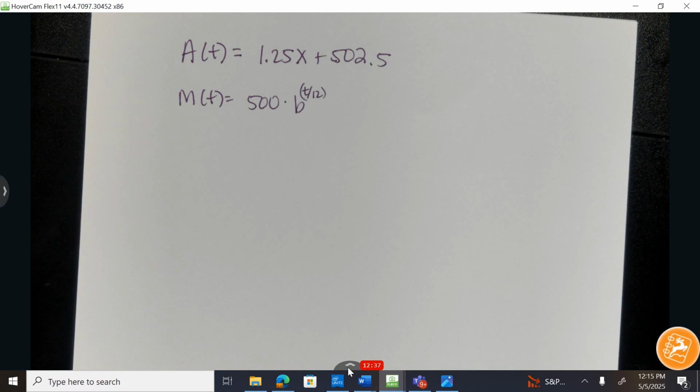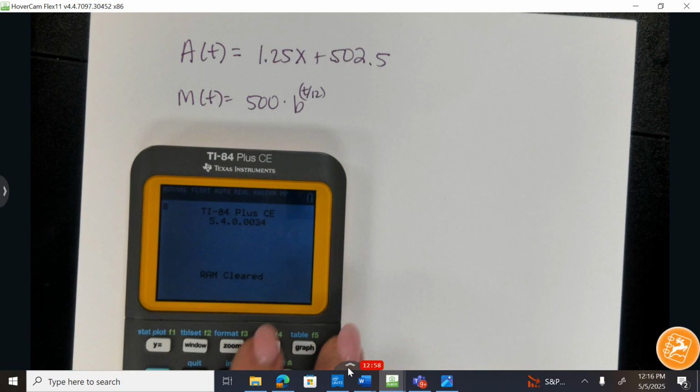If A of t is used to estimate the values for m of t for all values greater than 12, the error in estimates will increase as t increases. Explain why this is true. Your explanation should include a reference to the graph of m and its relationship to the estimates found. Okay, so what we're going to do is use exactly what they said.